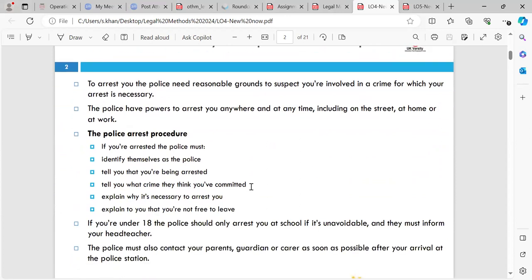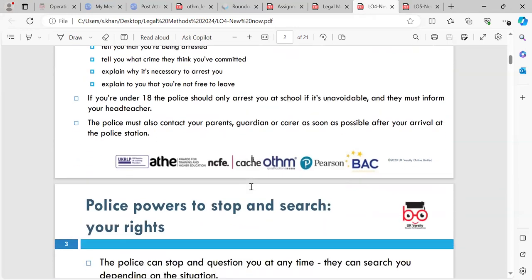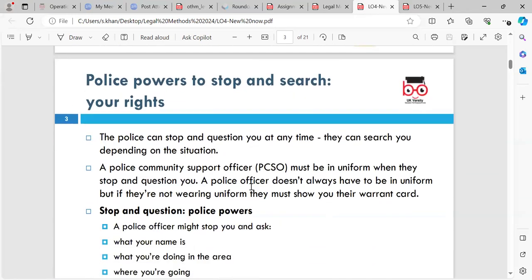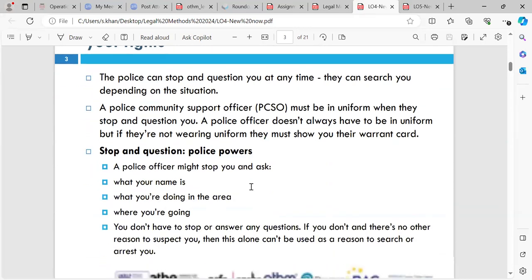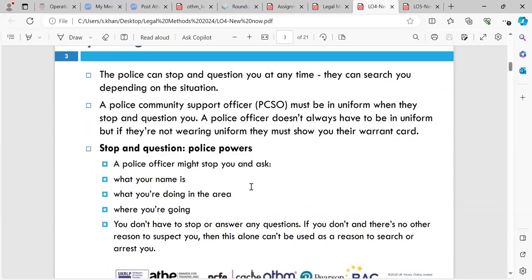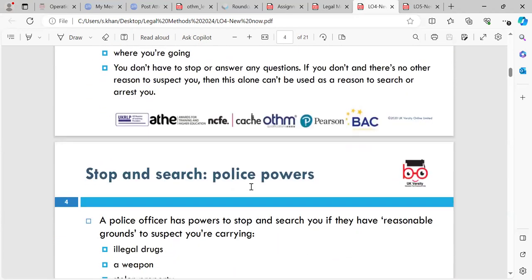So 4.1, we needed to assess the duty and powers of the police, so powers of arrest. You've got PACE, the Police and Criminal Evidence Act, which deals with powers of arrest, and the PACE codes as well. So what the procedure would be if you wanted to arrest someone for the police. Police powers to stop and search, so your rights as an individual as well, what the police should ask you when they stop you, and they should always tell you why they stop you.